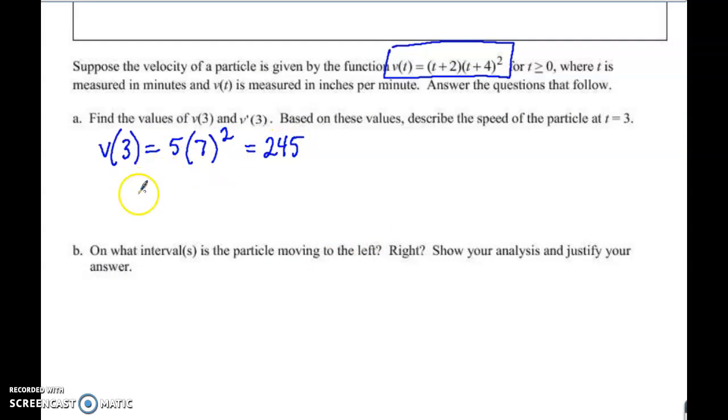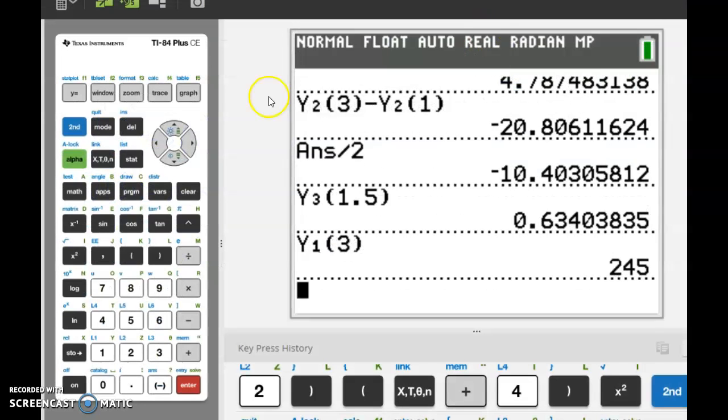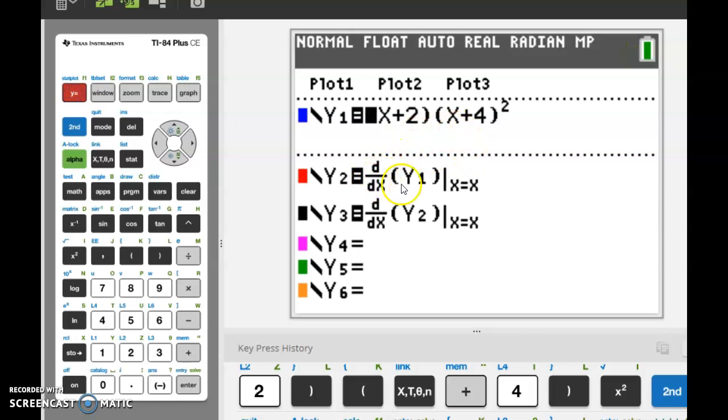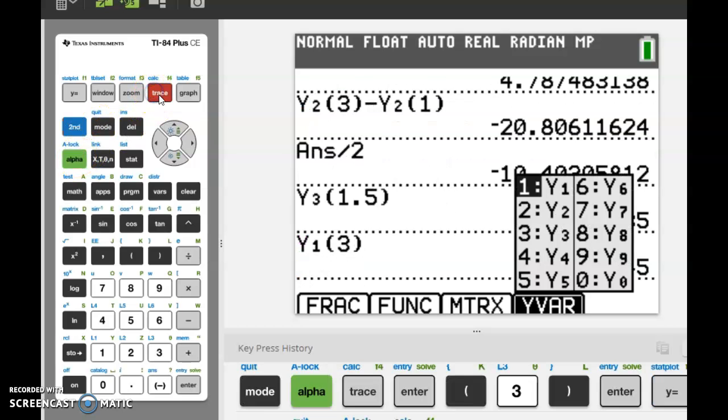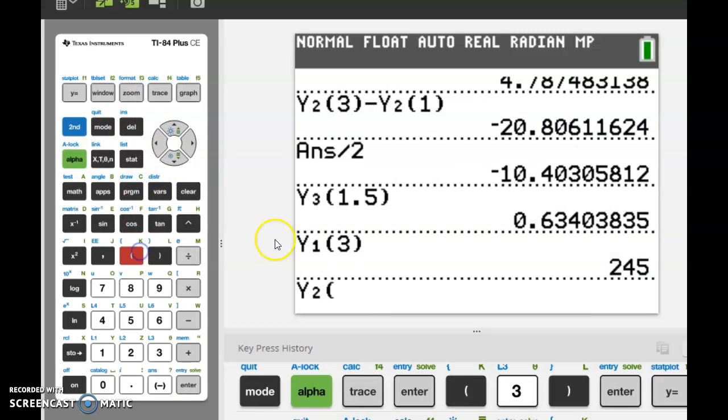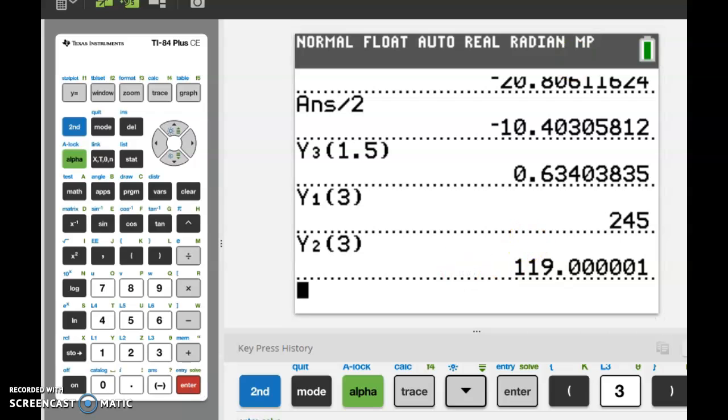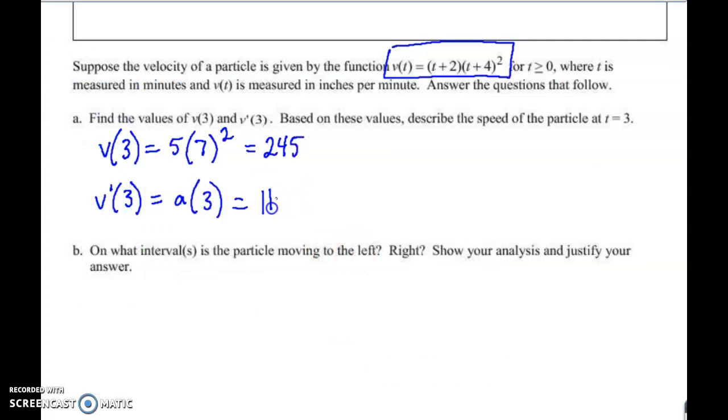Now the reason why I went ahead and just did that: if I'm going to use a calculator and I'm finding v prime of 3, that's the same thing as saying what's a of 3. And I trust that you guys could find the derivative of that. It's the product rule and the chain rule, although with this chain rule, the derivative of the inside is just 1. But as I mentioned, since in y equals, I already have the derivative written out, in the home screen all I have to do is hit alpha trace of y2 at 3. And I got 119. I don't know if that's exact, but I would round it there anyway.